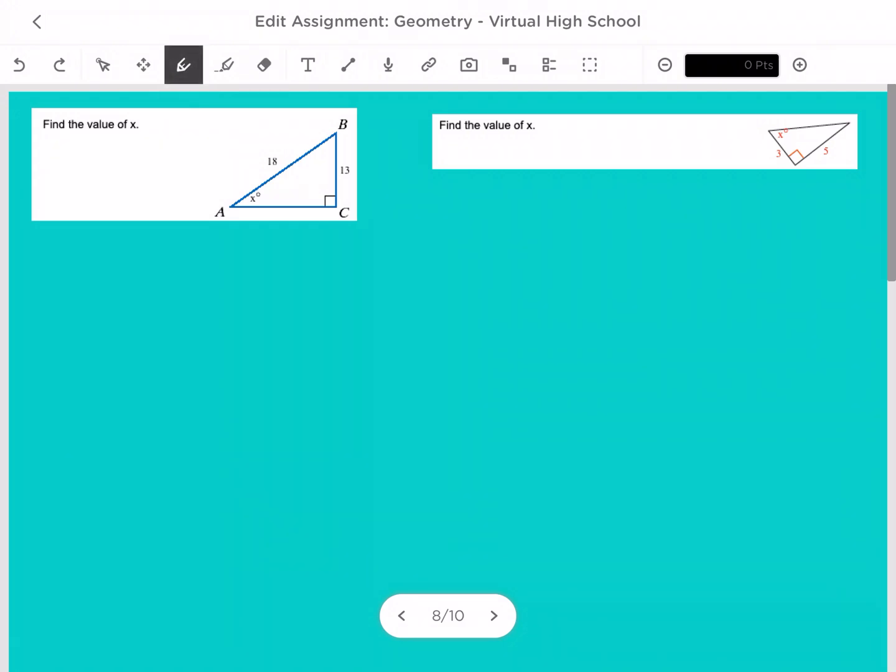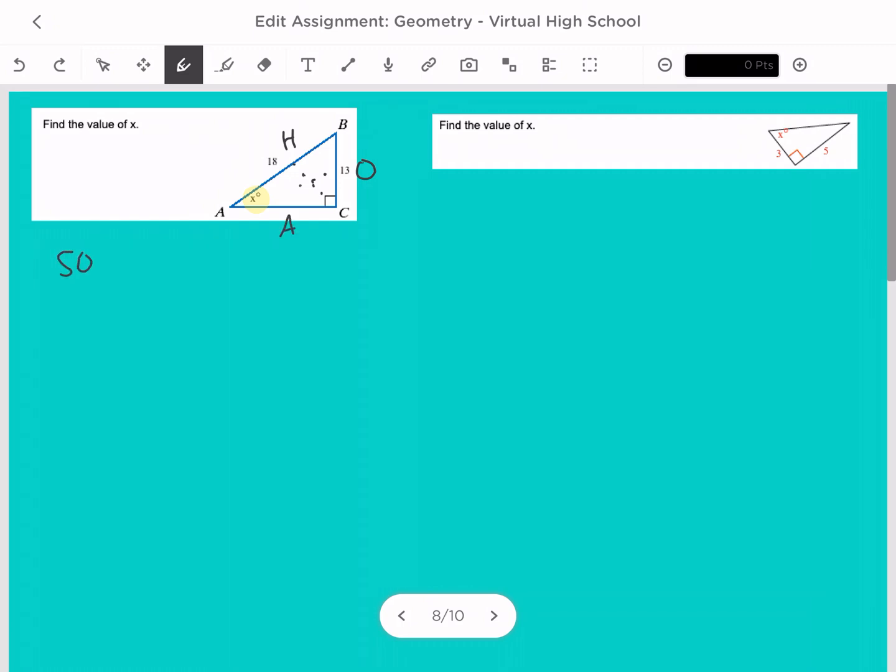Some trig review. I have my x value right there that I need to identify. So first thing I'm going to do is identify the opposite, hypotenuse, and adjacent, right? So this is opposite because it's opposite from the angle. 18 is the hypotenuse because it's opposite from the right angle, and the only remaining side is adjacent.